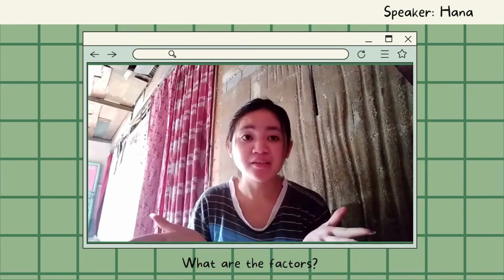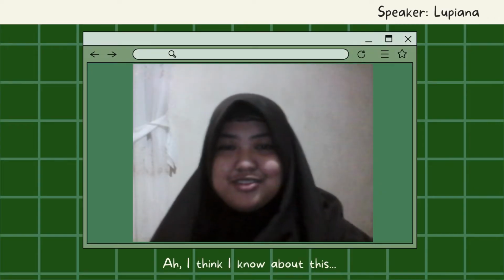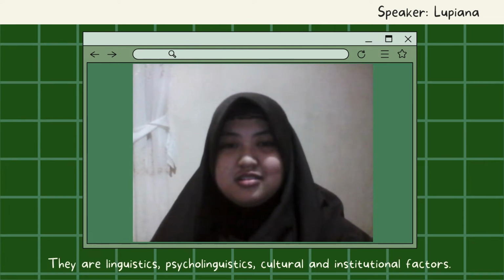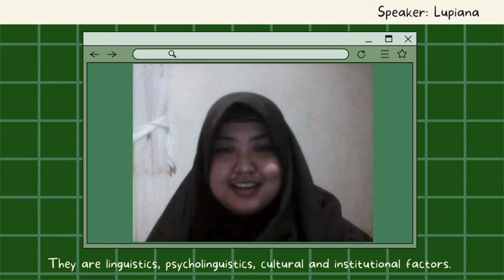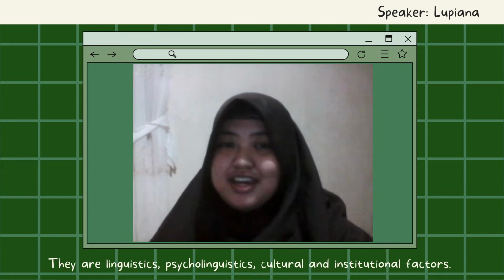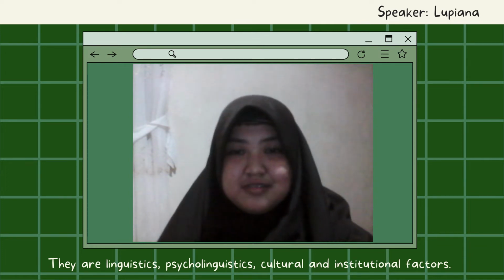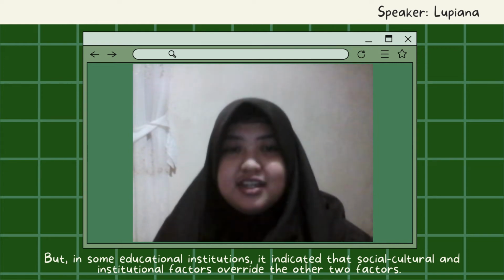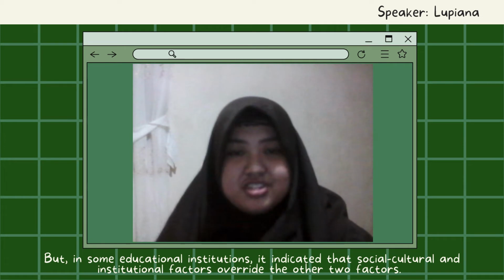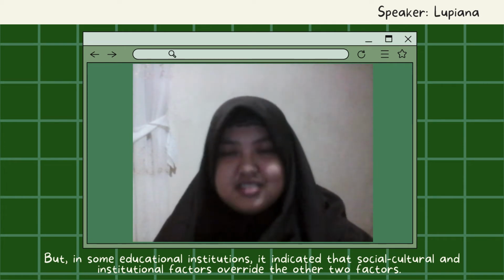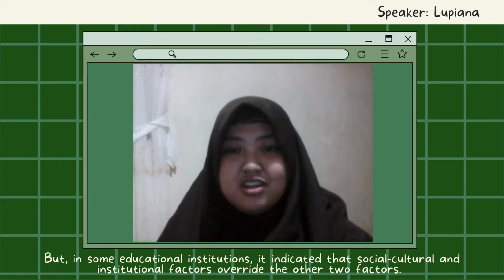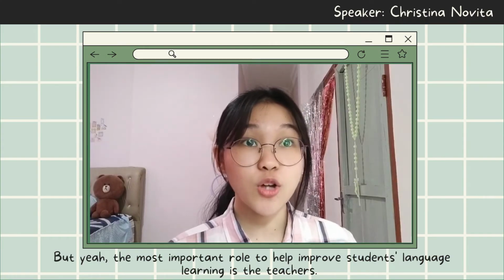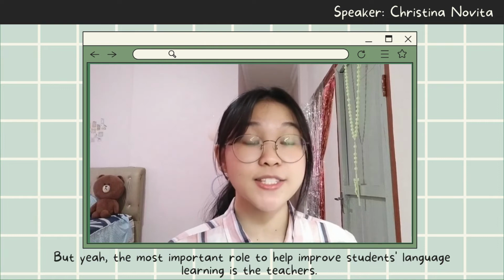What are the factors? I think I know about this. There are linguistic, psycholinguistic, cultural, and institutional factors. But some education institutions indicate that social, cultural, and institutional factors override the other two factors. But yeah, the most important role to help improve students' language learning is the teacher.